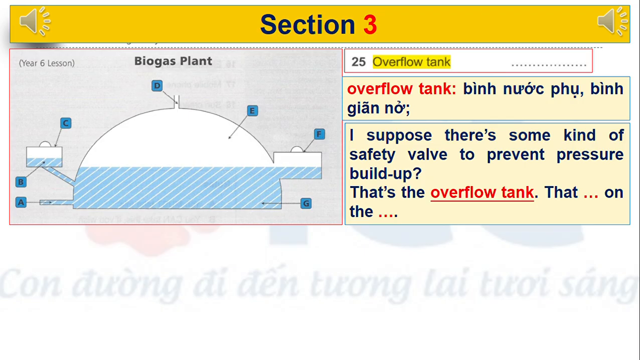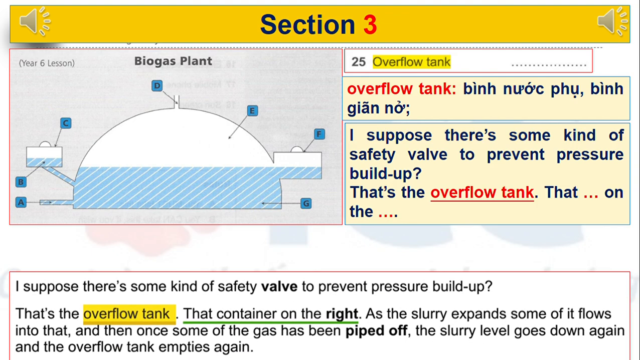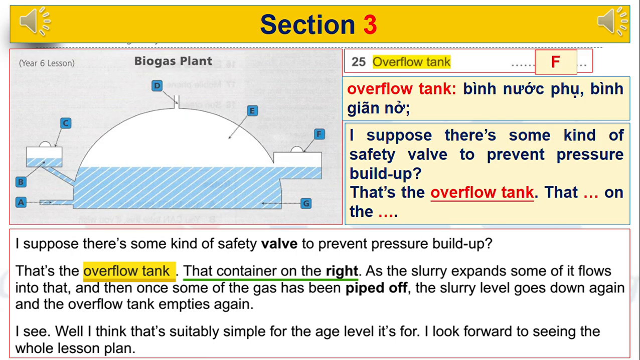It's very simple. I suppose there's some kind of safety valve to prevent pressure build-up? That's the overflow tank. That container on the right. As the slurry expands, some of it flows into that, and then once some of the gas has been piped off, the slurry level goes down again, and the overflow tank empties again.